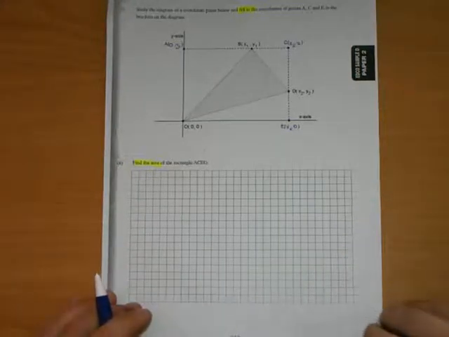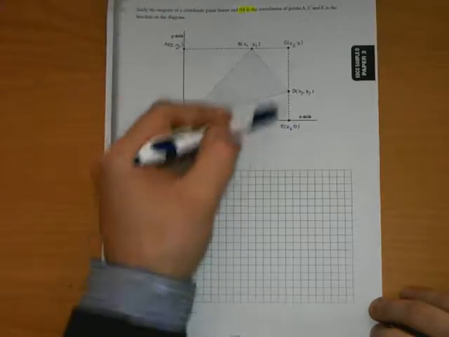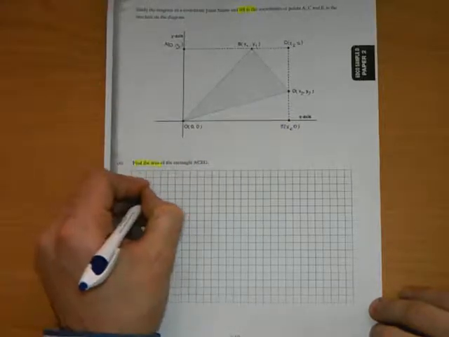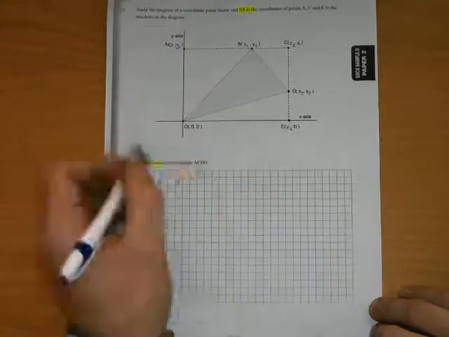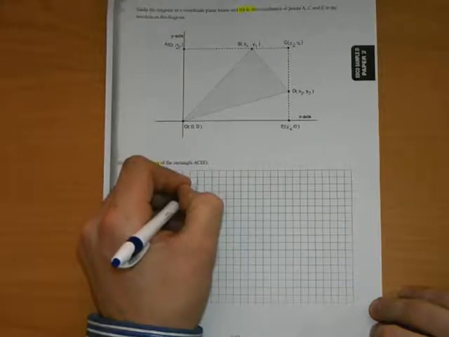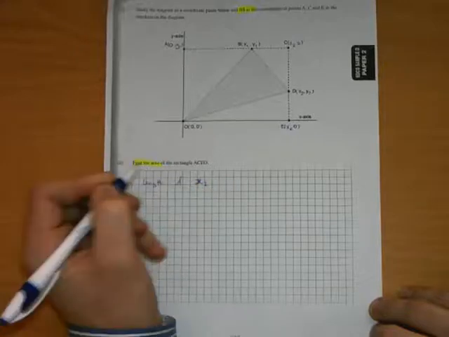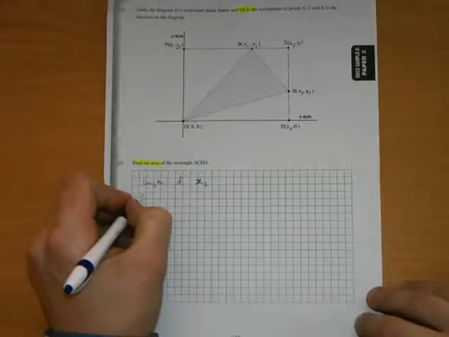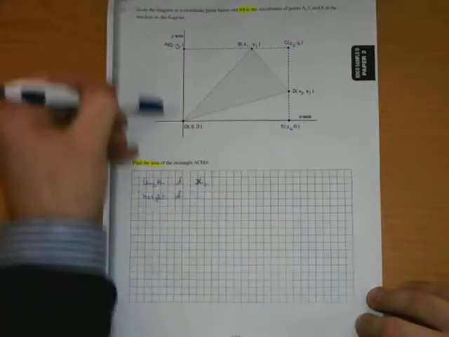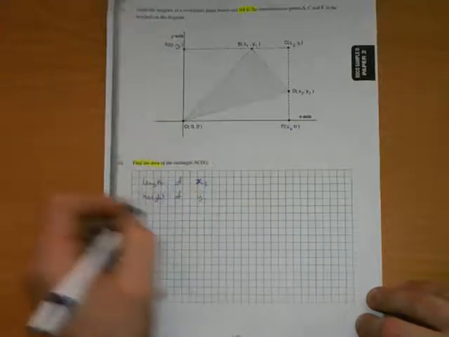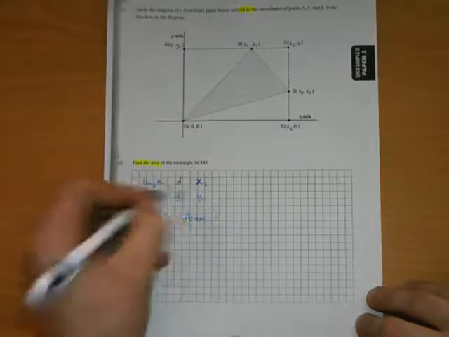And you're asked then to find the area of the rectangle ACEO. ACEO, length of E, which is a coordinate of x2, so the length is x2. And the height is y1. Therefore, area is equal to x2 y1.